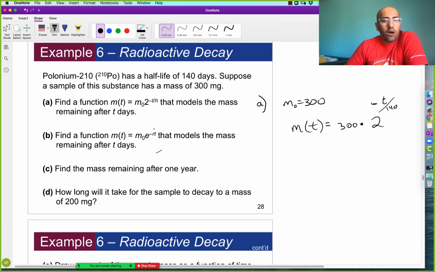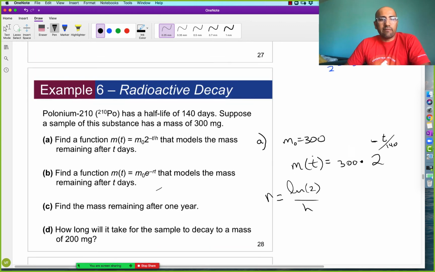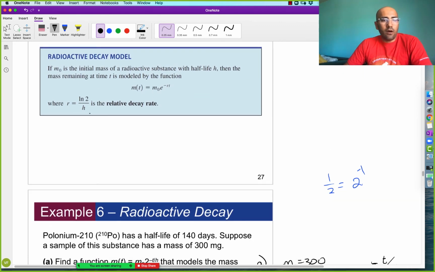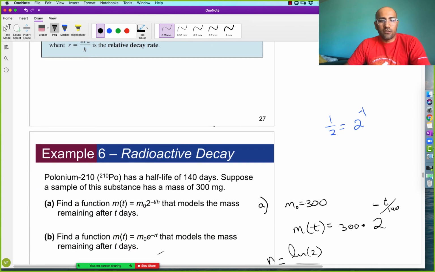So now, R is not given. They gave it to us in terms of how many days it takes for you to half-life it, but they didn't say what the growth rate was going to be. So we need to figure out R, and remember, R is equal to ln of 2 over h. It's given to us in this little formula. R is equal to ln of 2 over h.